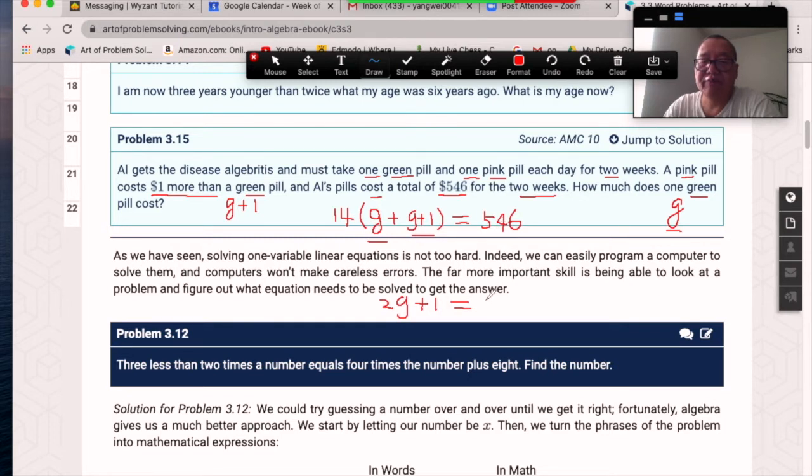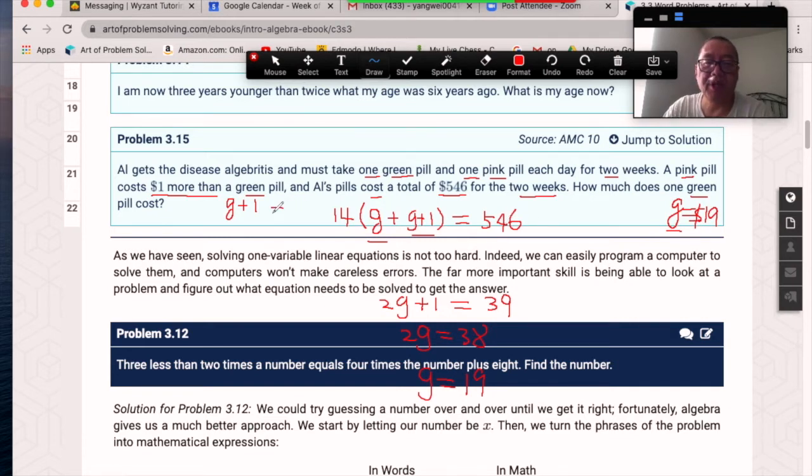Now got 3, that will be 42. Then that will be 12, 126. Then what do you need to put here? That will be 9, right? That equals 126. So then we continue to solve this equation. Got 2G equals 38, both sides minus 1. Then we got G equals 19. Okay, so that means each green pill costs $19.